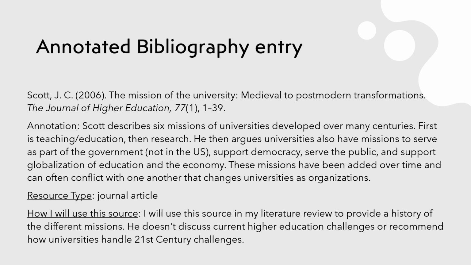In the annotation section, I'll briefly summarize the key information I found in the article. I next list what type of source this is and how I plan to use it in my literature review. In this example, I also mentioned elements of my research question and problem that this source doesn't help me with. If most or all of my sources have the same lack of information, this helps me to know what adjustments I need to make to my research process to get the information that I need.